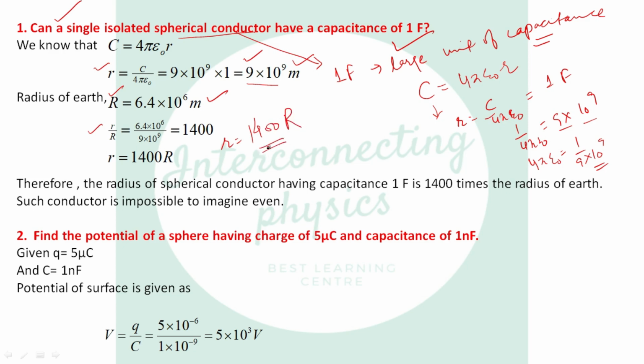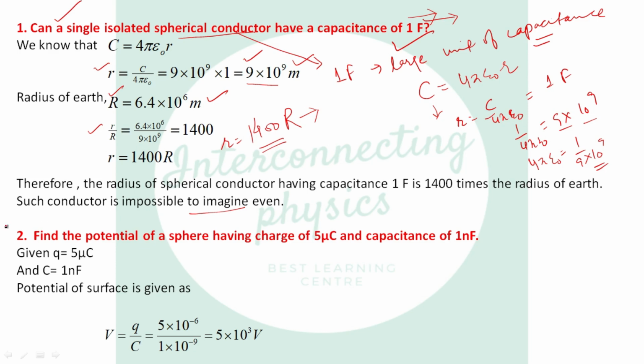It means if we want to make a spherical conductor having capacitance 1 farad, then the radius of that conductor will be 1400 times more than the radius of the earth. Can we think of such a conductor? No. Such a conductor is impossible to imagine even. So it means 1 farad capacitance is a very large value of capacitance.